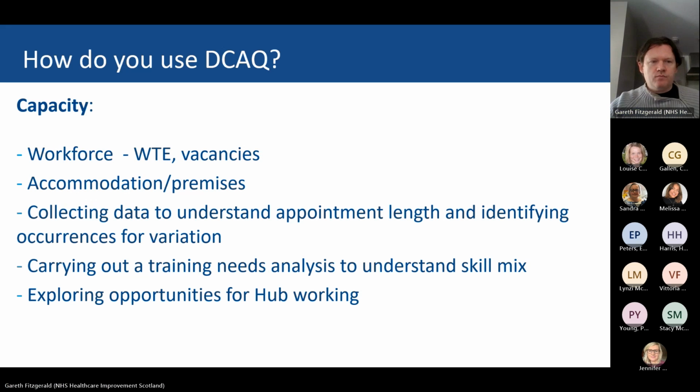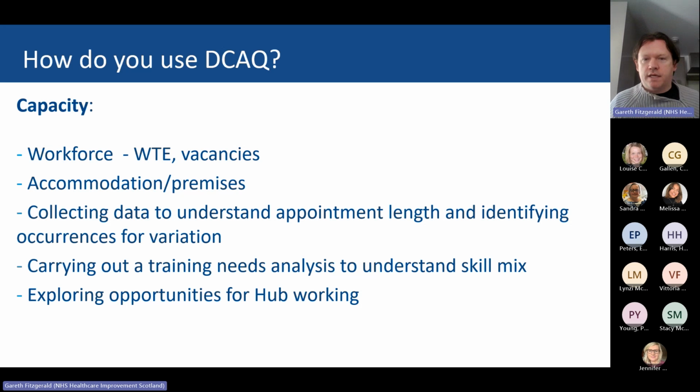Capacity. We look at our workforce, our whole-time equivalent, our vacancies, our accommodation, our premises. Accommodation, there's demand for clinical rooms, obviously. So where can admin be done? Where are the remote working opportunities? The appointment length.